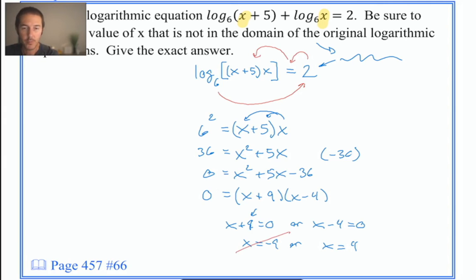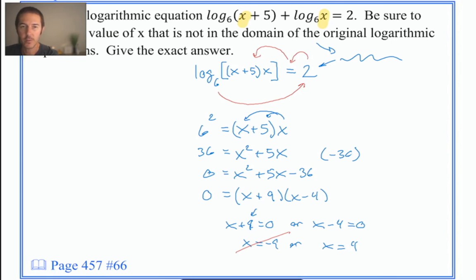And you should put a little note maybe that says domain conflict, or can't use negative 9 because it causes me to take the log of a negative number, or something. Phrase it in your own words so that when you're going back through your notes, you're reminded of why you were not allowed to use that x value of negative 9.